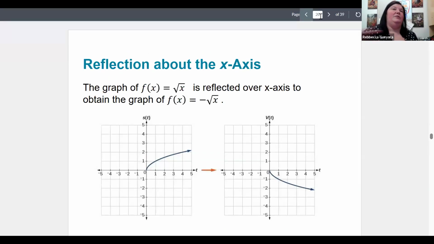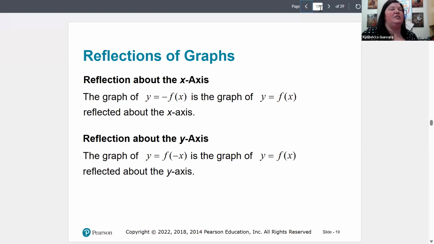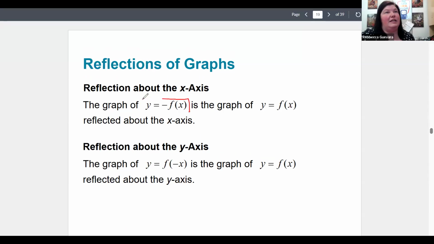Reflections. Oops, let me go back one. Reflections, this is going to come back to what we were talking about with symmetry over x and y, so some of this may seem a little familiar. The graph of y equals negative f of x is the graph of y equals f of x, but reflected over the x-axis. So we reflect a point (x, y) over the x-axis.